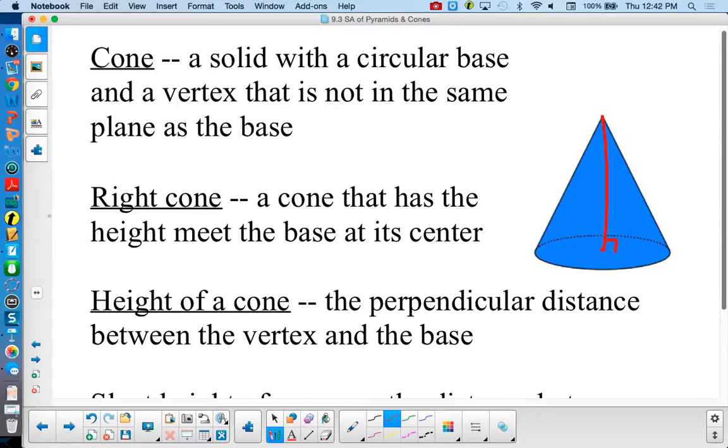So what would not be a right cone? If that tipped off to the side so that it wasn't nice and symmetrical, if it was kind of slanted, that would not be a right cone. It would be more of a yogurt waffle cone or something like that, if it went off to the side.